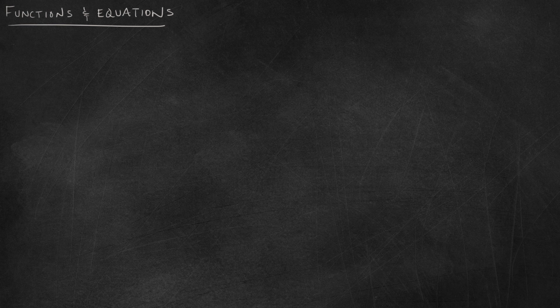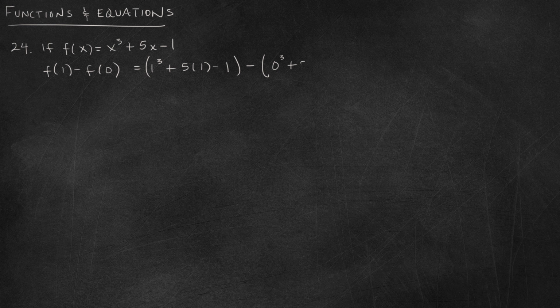Next, we're reviewing problems that involve functions and equations. Number 24. If f of x equals x cubed plus 5x minus 1, then find f of 1 minus f of 0. F of 1 means we substitute 1 in for x, so we have 1 cubed plus 5 times 1 minus 1. That quantity minus, and f of 0 means we're going to substitute 0 in for the x. So 0 cubed plus 5 times 0 minus 1.